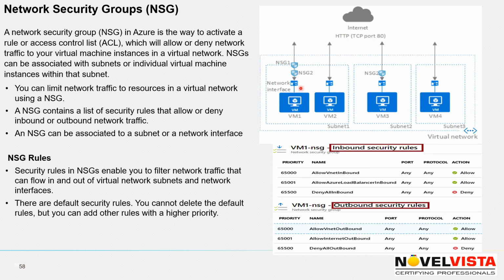So if there are two NSGs, then the deny rule will always take precedence, because deny will take precedence. If there is a deny at NSG1, the traffic will be discarded then and there. It will never move ahead. So deny always takes preference when there are two NSGs working in parallel. If there is only one NSG, then it depends on the number of rules.